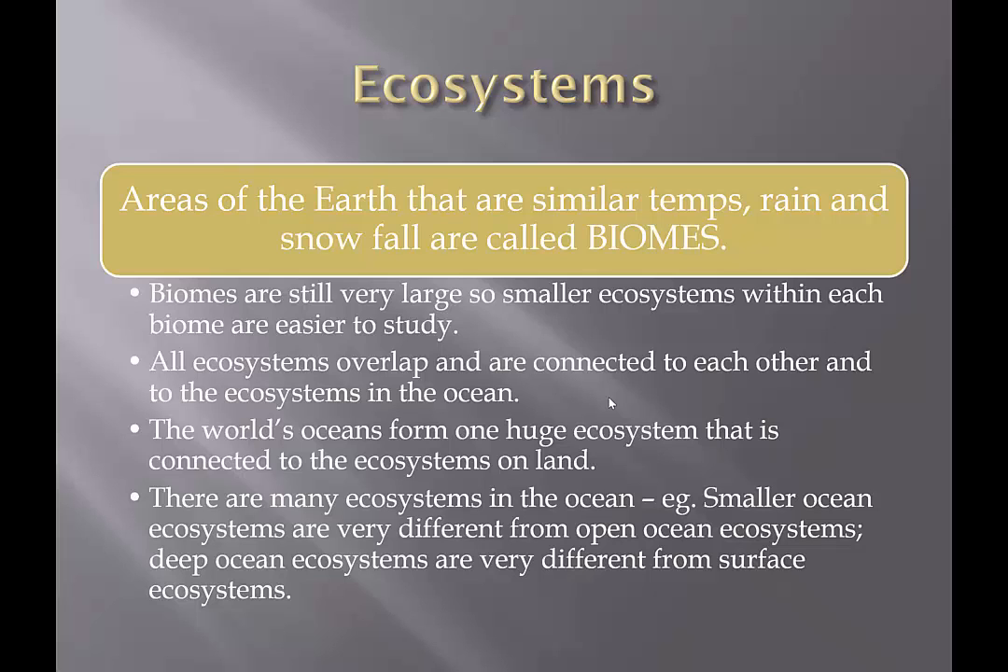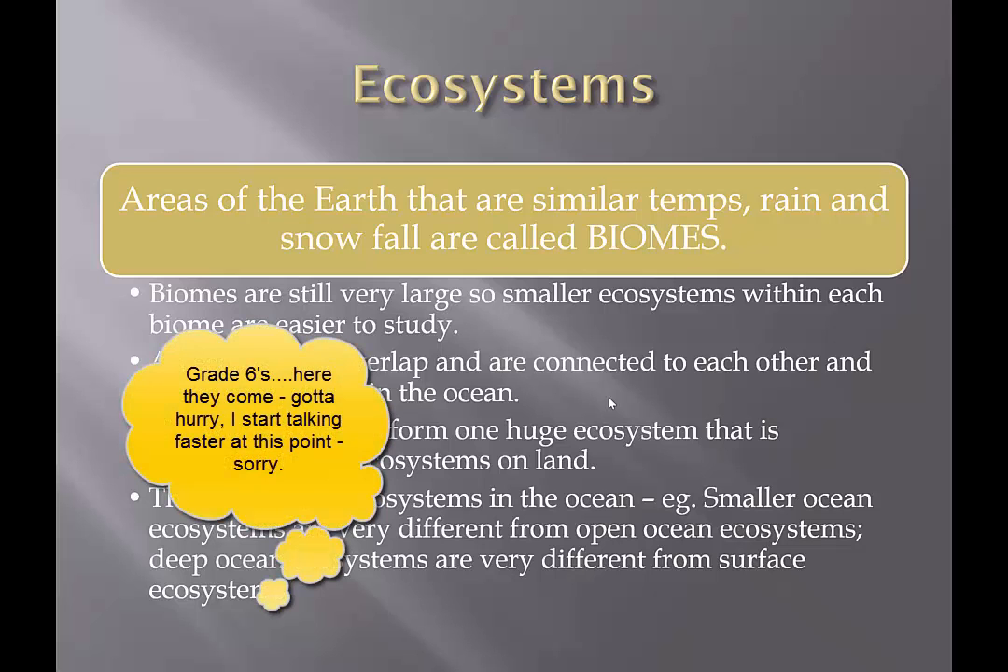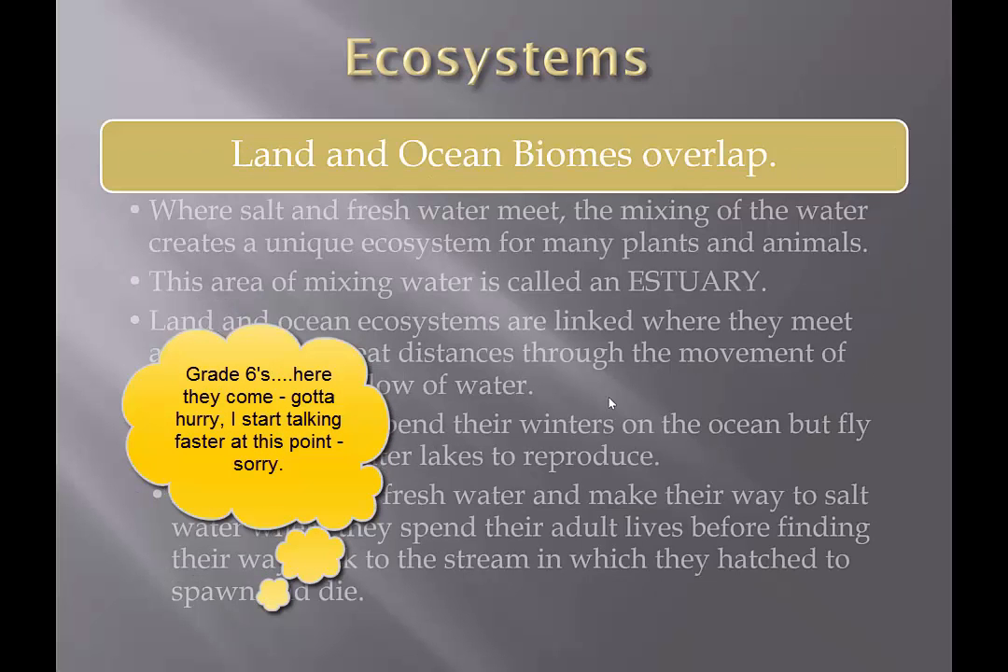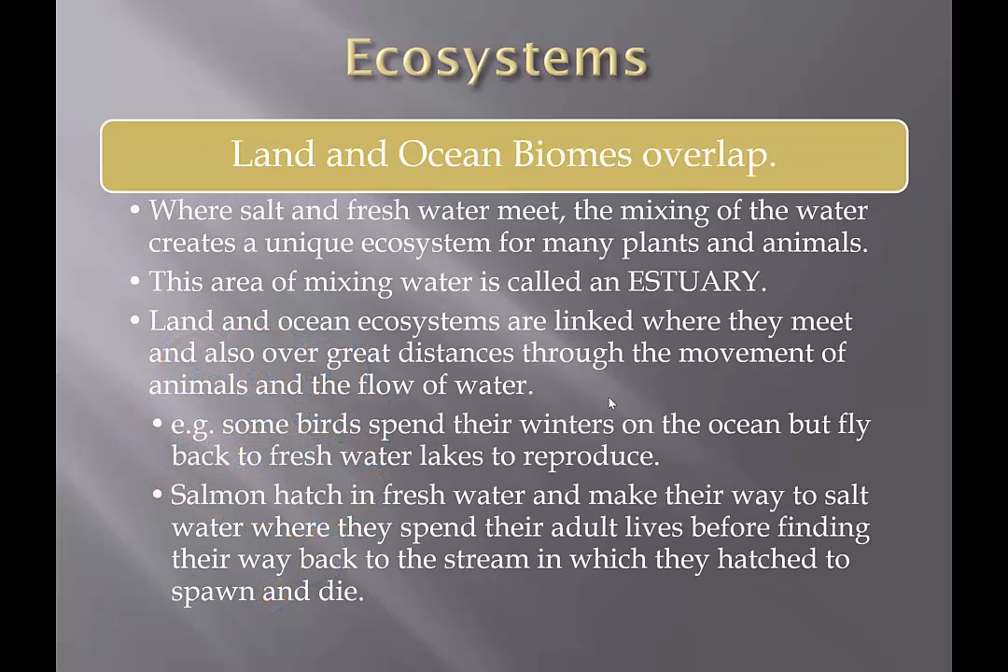Ocean ecosystems also have ecosystems within them that are very different. For example, smaller ocean ecosystems are very different from open ocean ecosystems, which are different from deep ocean ecosystems, which are very different from surface ecosystems. So as we mentioned, land and ocean biomes overlap. Where salt and fresh water meet, the mixing of that water creates a unique ecosystem for many plants and animals, and we call that area an estuary. We have the delta, where the Fraser River flows into the ocean. That slowing down of the water and the mixing of the fresh and salt water creates an estuary. So land and ocean ecosystems are linked where they meet and also over great distances.